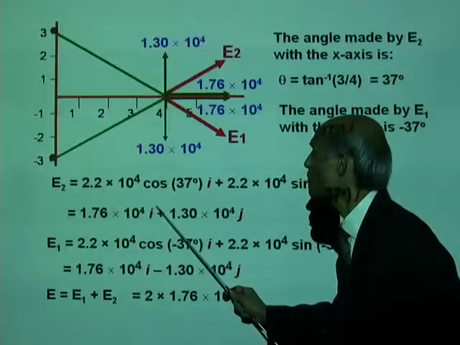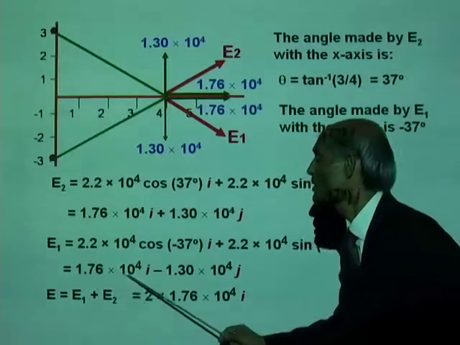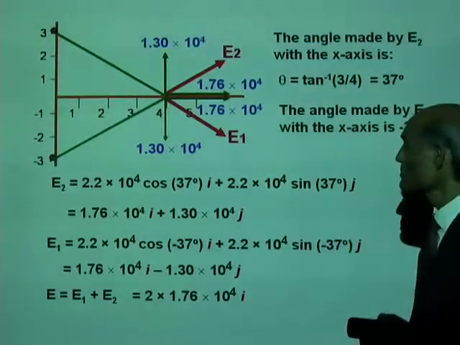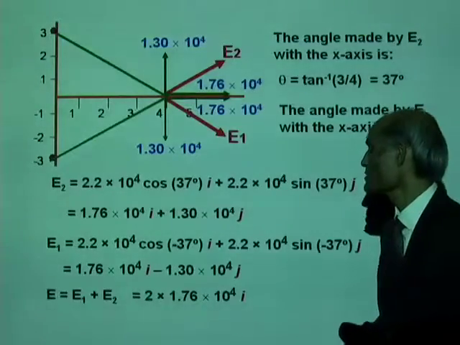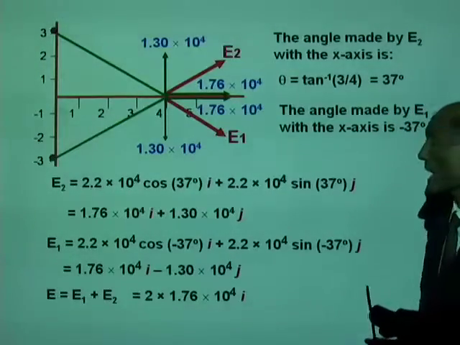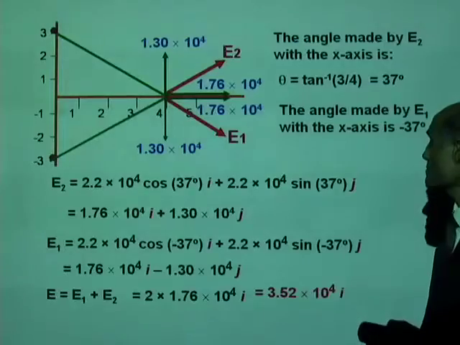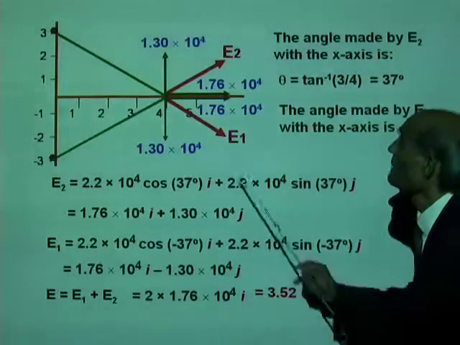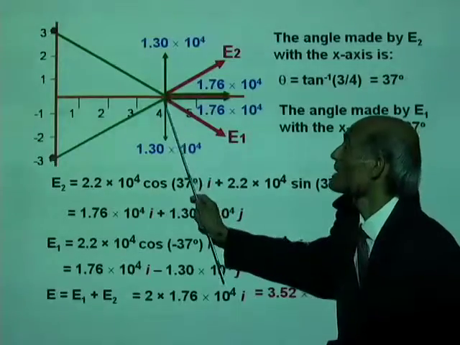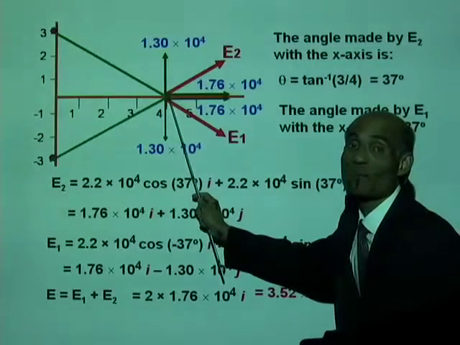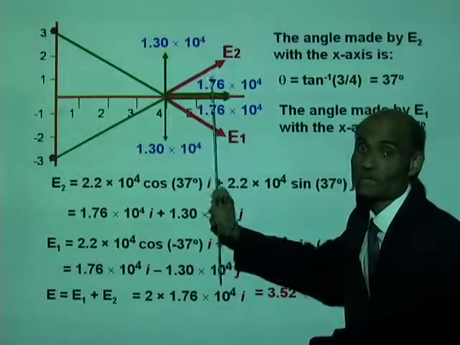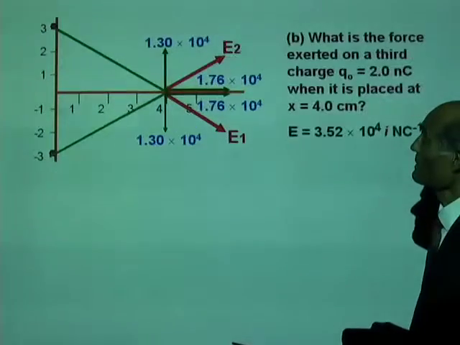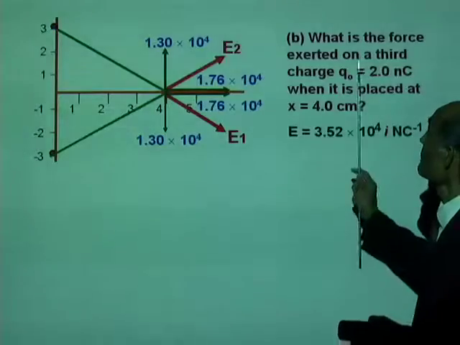So E1 plus E2 equals 1.76 times 10 to the 4 i plus 1.76 times 10 to the 4 i, that will be 2 times 1.76 times 10 to the 4 i, that will be 3.52 times 10 to the 4 i. That is the resultant electric field at that point. Alright? Okay, that is the first part. What is the second part?